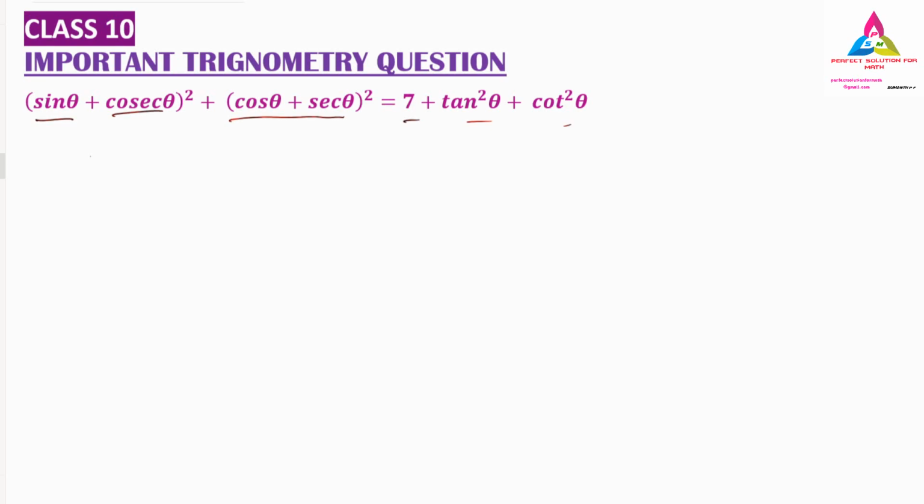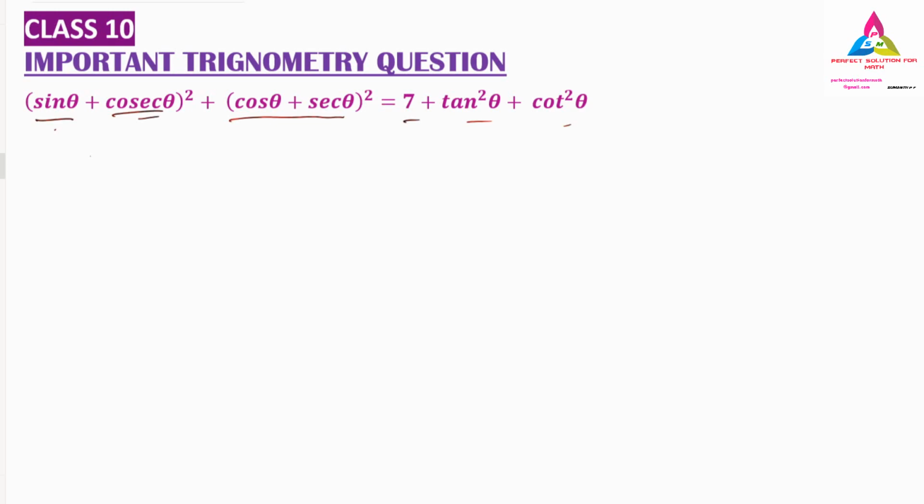Here one thing you have to remember: what we have been doing previously is keeping sin theta as it is, converting cosecant theta in terms of sine and cos, and converting secant theta also in terms of sine and cos. That method is easy to solve some such problems. But coming to this problem, if you convert cosecant theta in terms of sine and solve, it will be lengthier than the simple method. So how to solve this? We will go through this now.